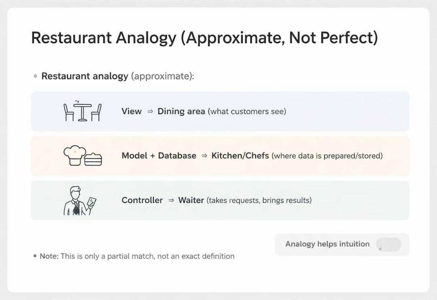To make MVC intuitive, the instructor references our restaurant analogy used earlier. The view is like the dining area, what people see. The model and database are like the kitchen and chefs, where the work with data happens. The controller is like the waiter, taking requests and returning results. But the instructor is careful. It's not a perfect one-to-one definition, just a helpful way to build intuition.